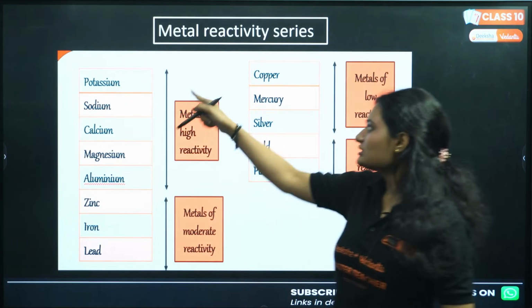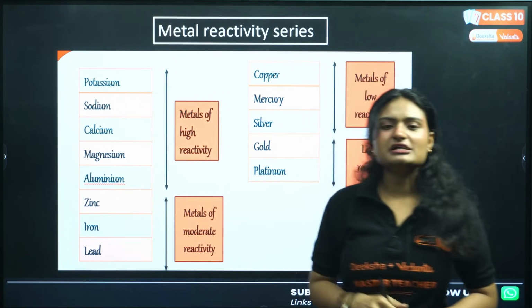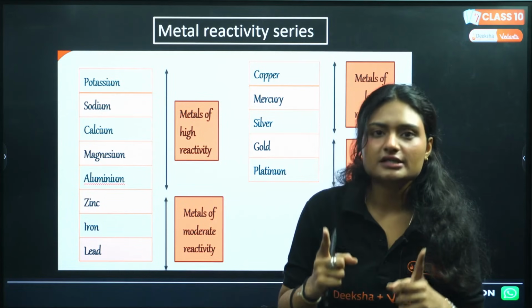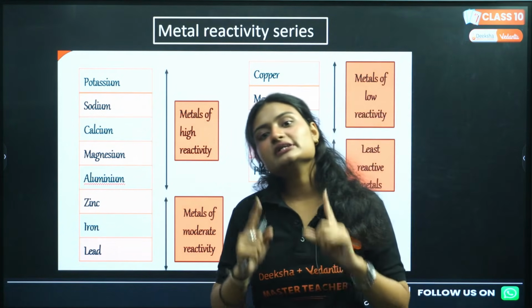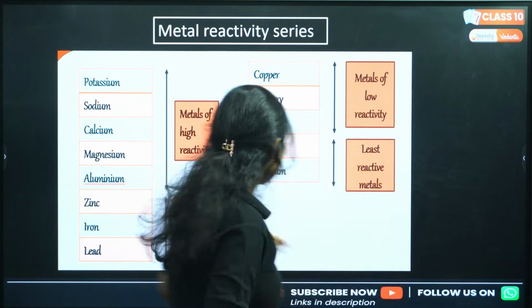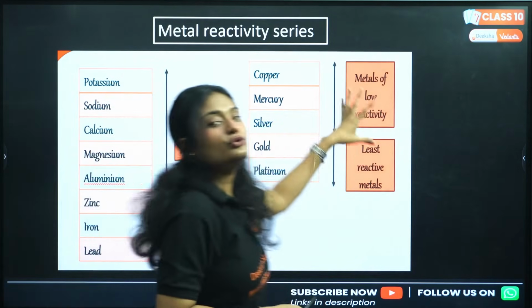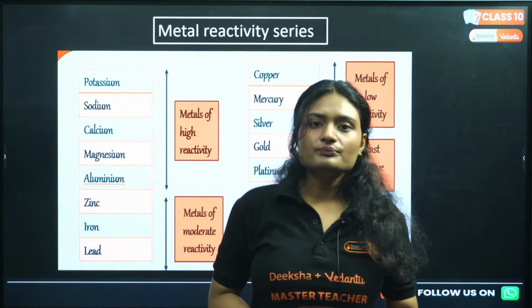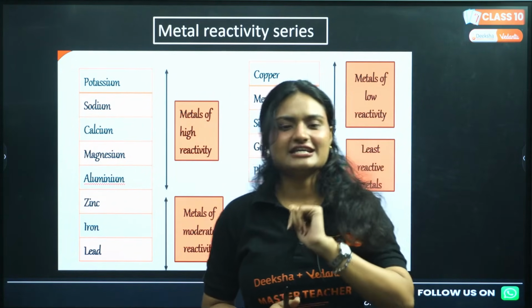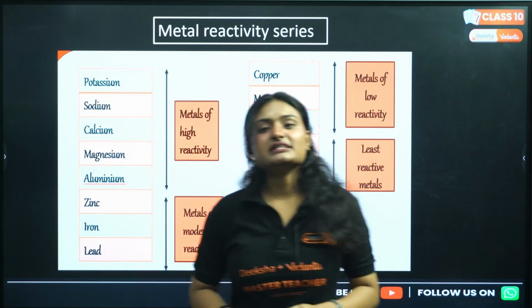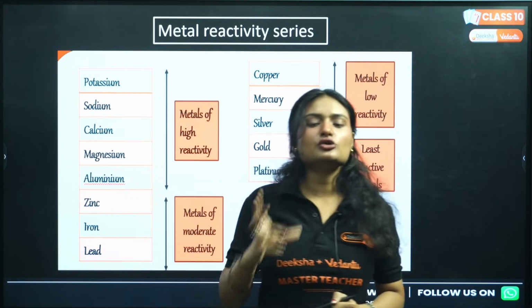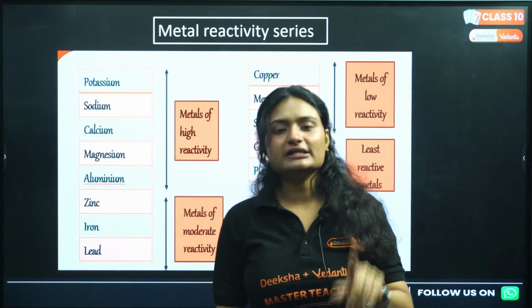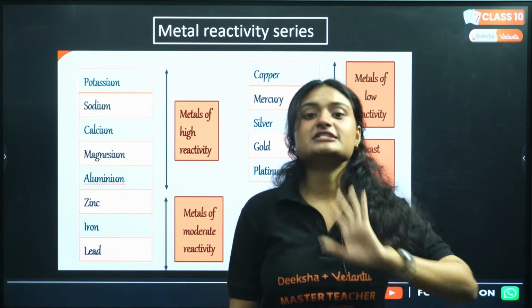You can see that the metals from potassium to aluminum are the metals of high reactivity. These metals will undergo electrolytic reduction. Now these metals of moderate reactivity and low reactivity, zinc, copper, iron, will undergo electrolytic refining. Yes, so always remember it: metals of high reactivity will undergo electrolytic reduction and metals of moderate to low reactivity will undergo electrolytic refining. Now what are these processes? Let's discuss them in detail.